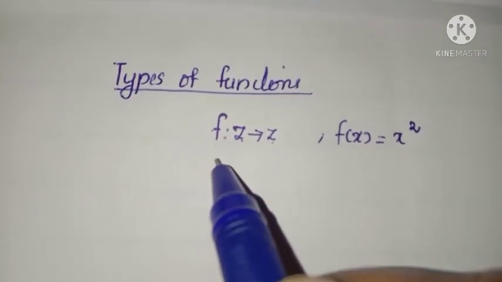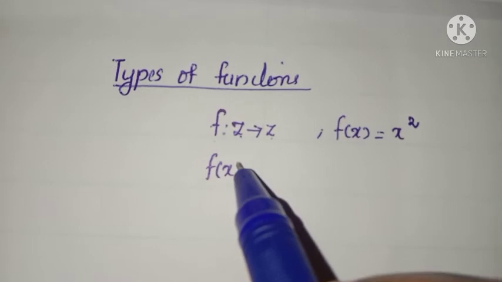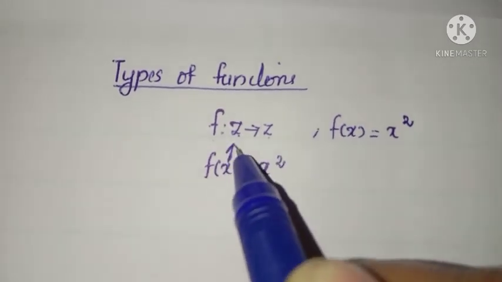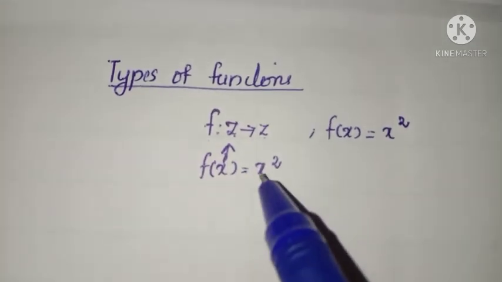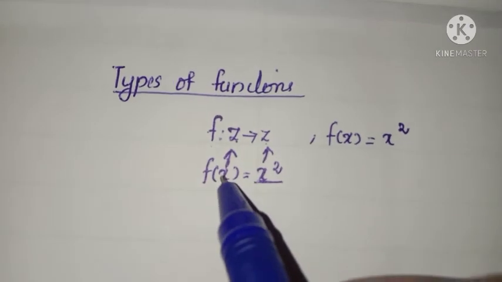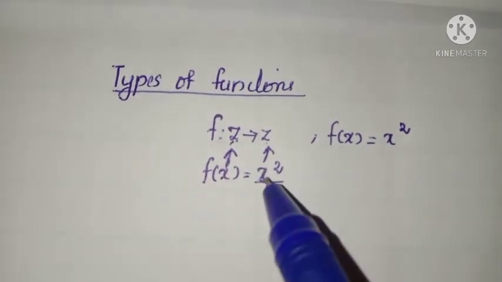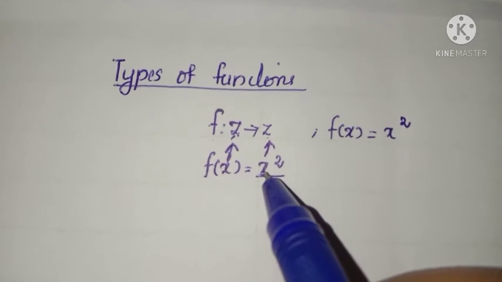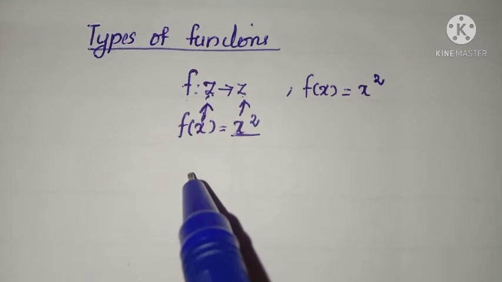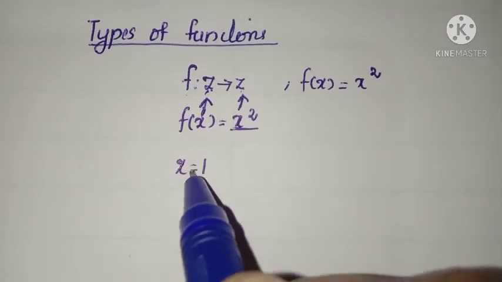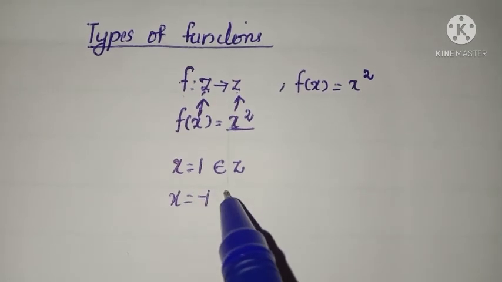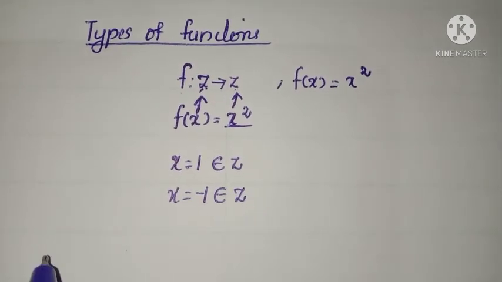So one-one means: if f of x equal to x square, then this x element belongs to the first set Z and the image, the x square element, belongs to the second set. Let us take x equal to 1. 1 is an integer. And x equal to minus 1. Minus 1 is also an integer.